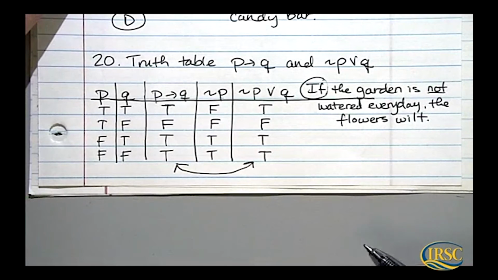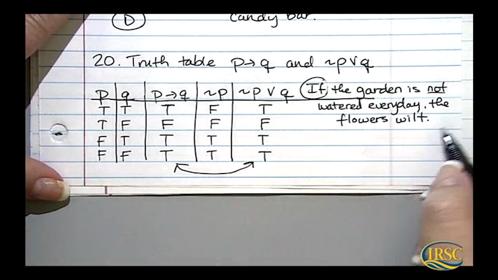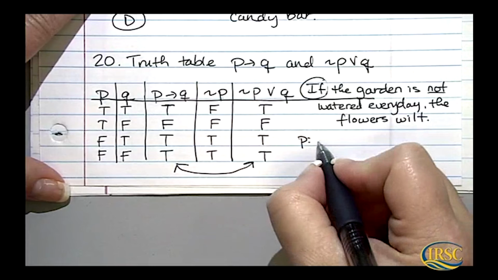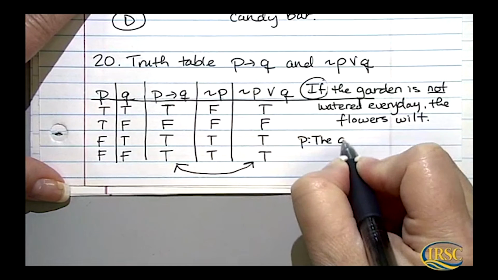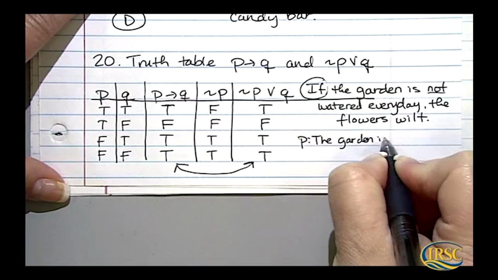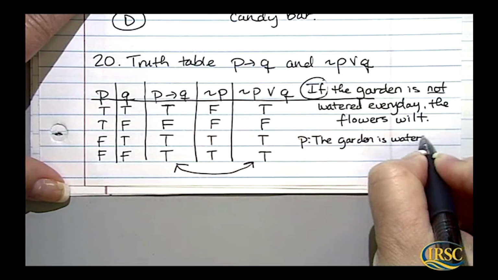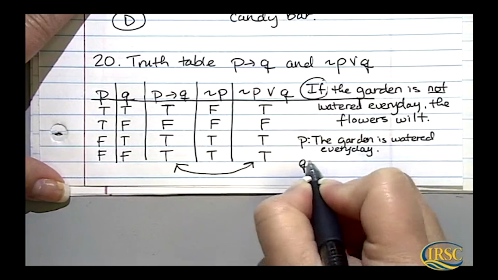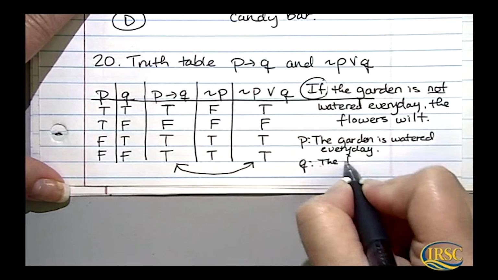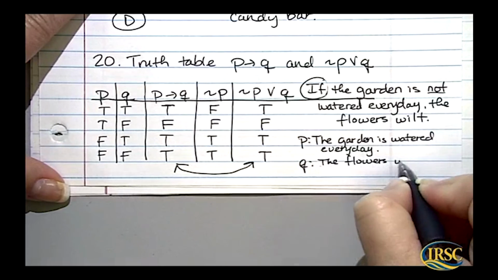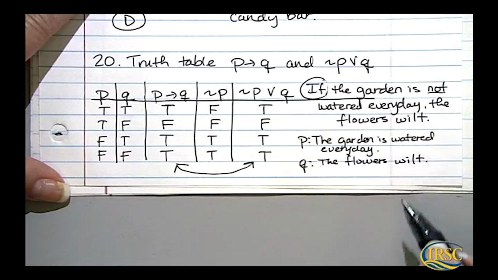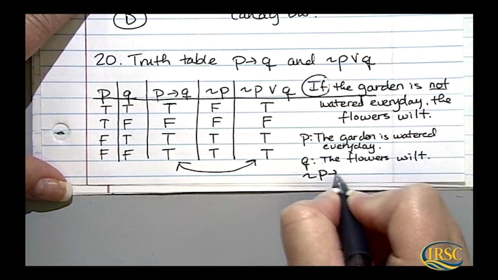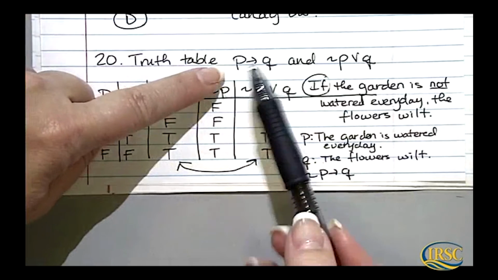And so P stands for the garden is watered every day, and Q, the flowers wilt. Okay, so what we currently have is if not P, then Q. And so it wants you to follow this pattern.